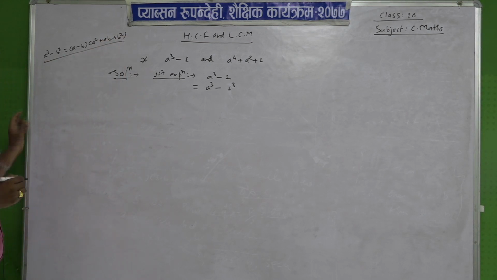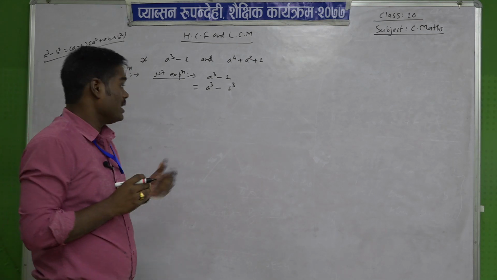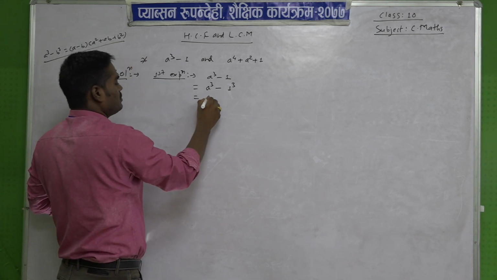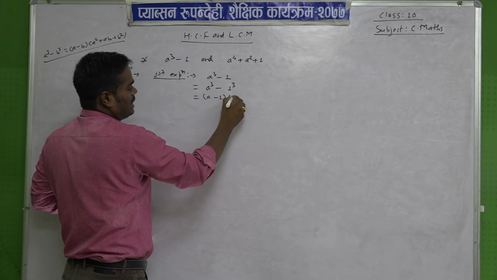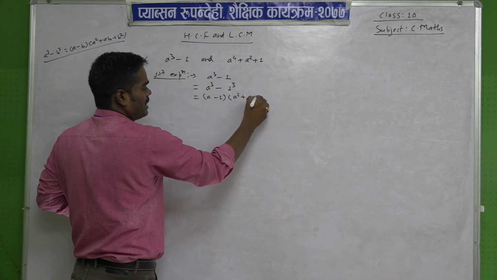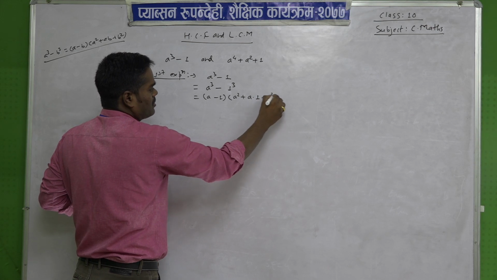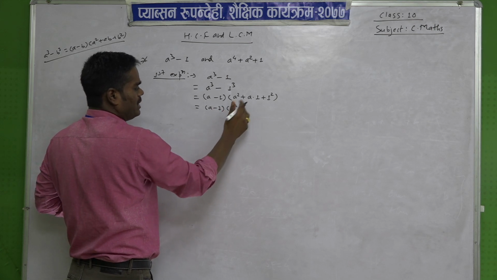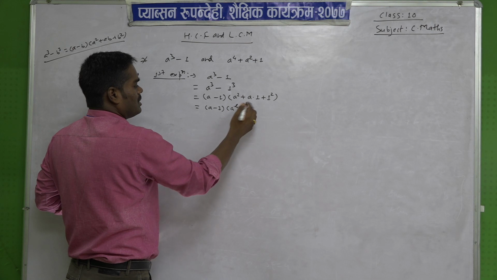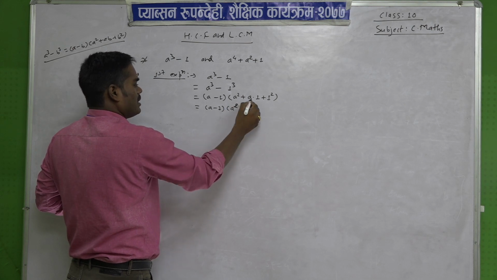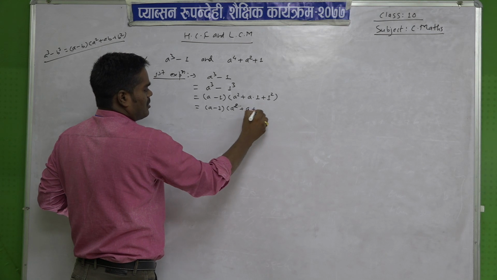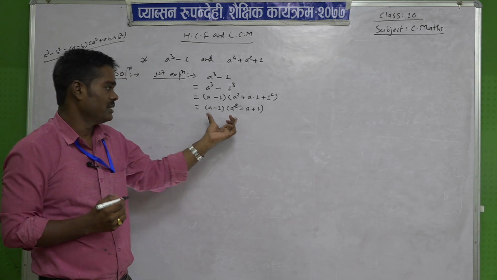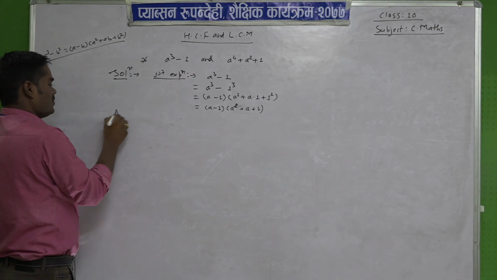You have to use this formula, you know very well. a cube minus b cube means a minus b into a square plus ab plus b square, I have just written here. So it became a minus 1 into a square plus a into 1, that is a, plus square of 1, which is 1. So this is the factor of a cube minus 1.